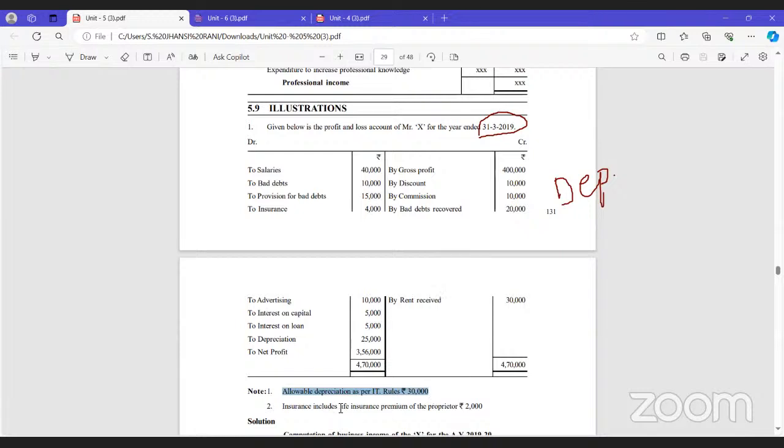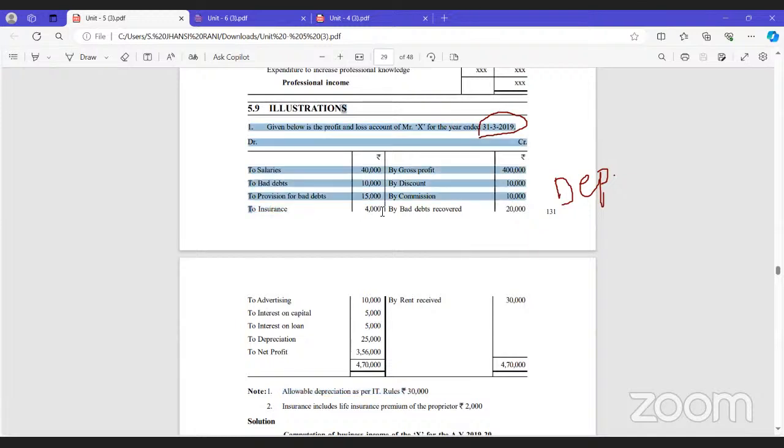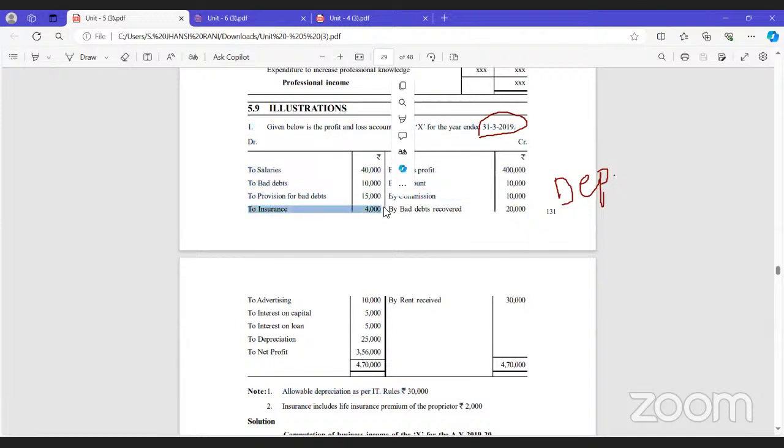Next, insurance includes life insurance premium of the proprietor. If only insurance is given, we will think this is insurance taken by the business person for business activity or business goods. But he clearly mentioned below that insurance includes life insurance, so it is not a business expenditure. Here, 2,000 is the proprietor's own life insurance. Life insurance of an individual is a personal expenditure. But he added it here, so that 2,000 will become an inadmissible expenditure.